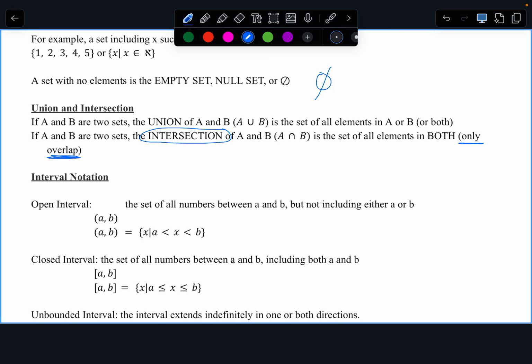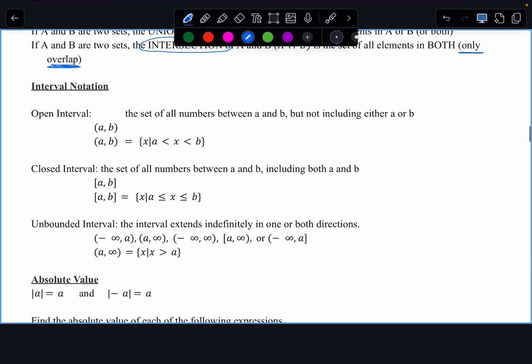Interval notation. Has anybody seen interval notation or heard of it before? Okay. So interval notation is how you show where something starts and where something ends, and if there are any gaps in between. So, open interval, let's say all of the numbers between A and B. I'm going to put in different numbers in there just so you can actually see what I mean.